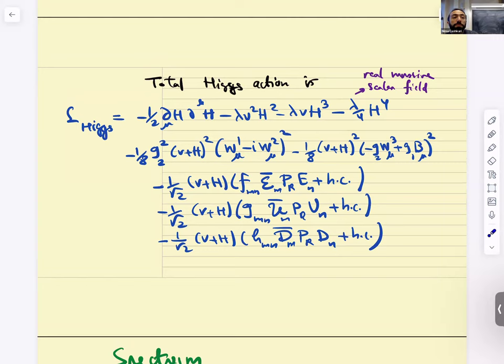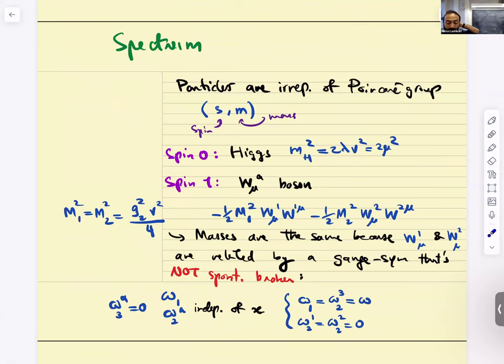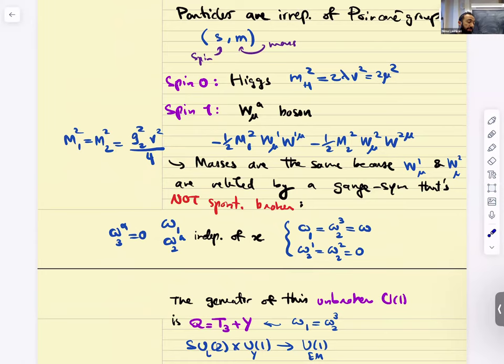All right. We talked about the spectrum of the Poincaré group. The irreps are classified by spin and mass. Spin zero: the Higgs is the only thing we've got. The mass is two lambda v squared, or two mu squared. That is the simple case. Then we have the W_mu^a bosons. We said that there's a mass generated, and W_mu^1 and W_mu^2 end up with the same mass. This is not a coincidence.